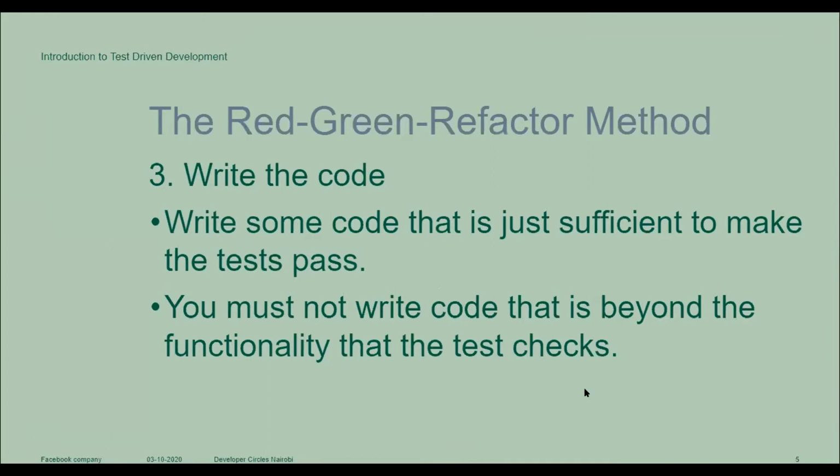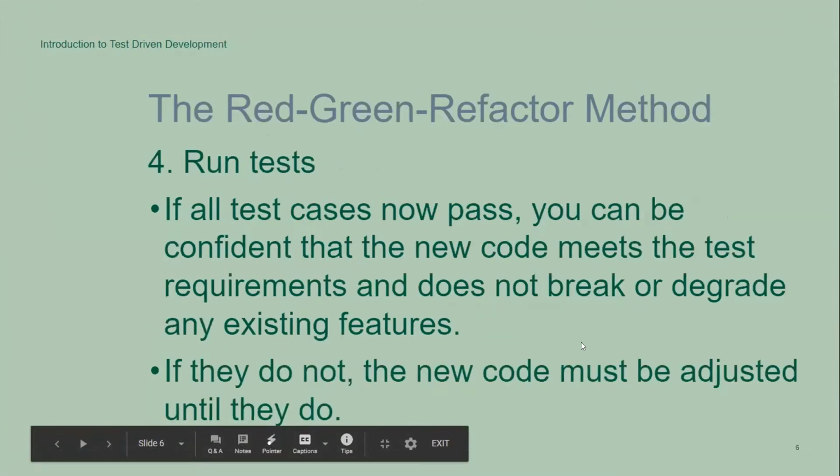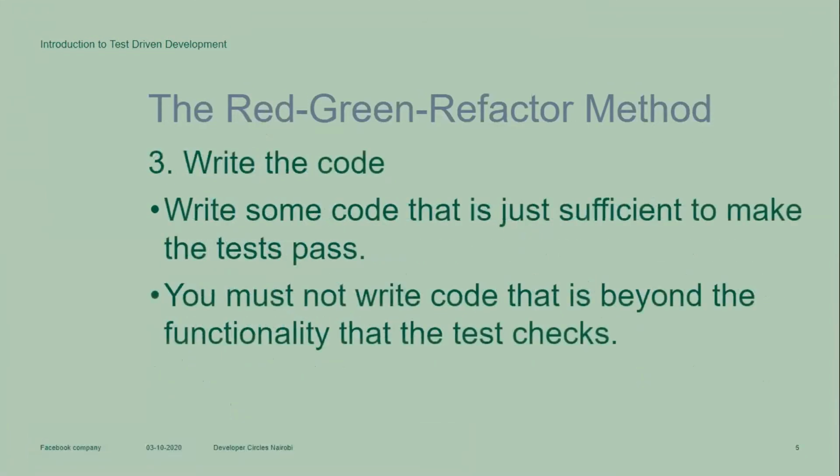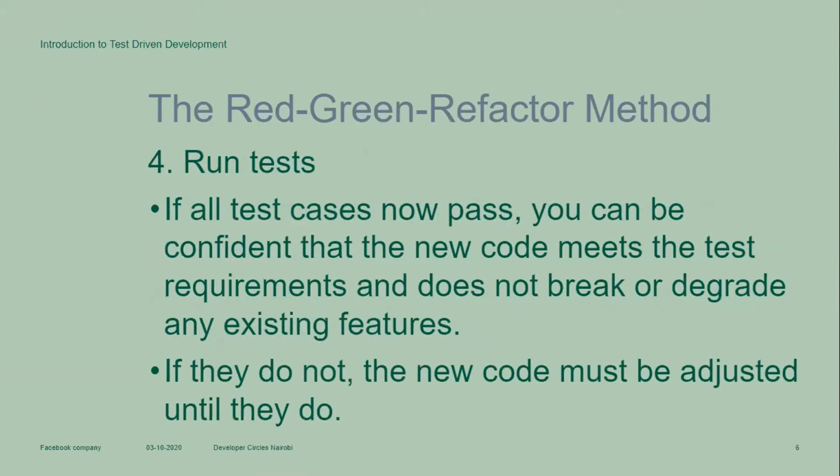So the third step is where you write the code that is just sufficient to make the test pass. Here you don't just write everything that you think should be there. You write the code that is enough to make the test pass. You don't care about the code quality here. Another important point of caution is that you must not write code that is beyond the functionality that the test checks. So on to the fourth step of the red-green-refactor method.